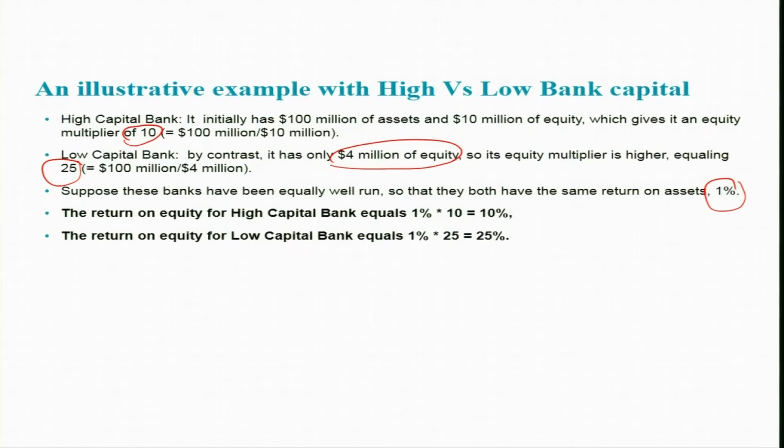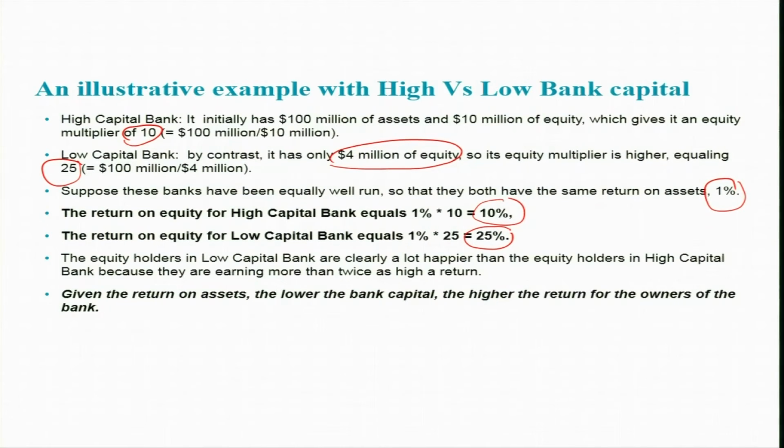So you know that the return on equity for the high capital bank is 1% times 10. The return on equity per unit of capital that the high capital bank is earning is 10%. And what about the low capital bank? The return on equity for the low capital bank is 25%. And obviously, who is happier? The equity holders in the low capital bank are clearly a lot happier than the equity holders in the high capital bank, because they are earning more than twice as high a return.